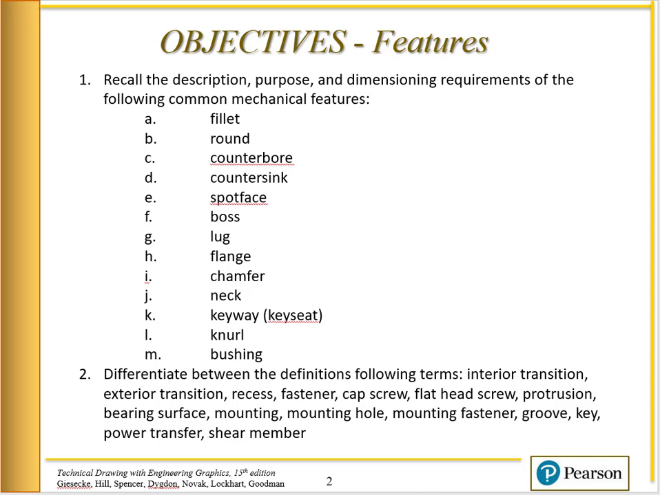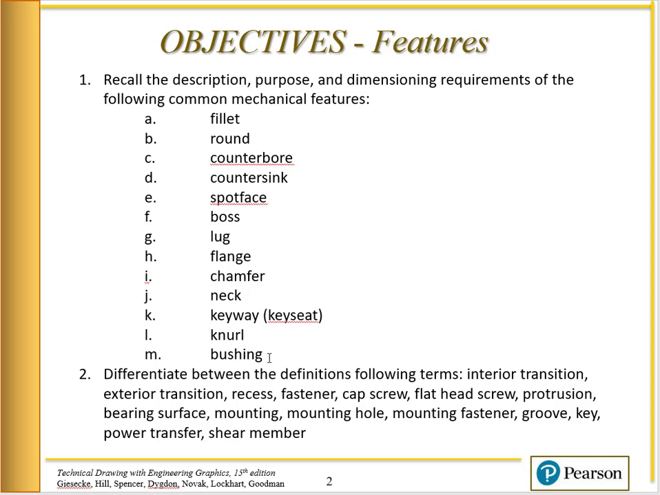So features, these are the objectives for features, and it is recall the description, purpose, and dimension requirements of the following common mechanical features. These are typical features that you would see on mechanical parts, namely a fillet, a round, a counterbore, a countersink, a spot face, a boss, a lug, a flange, chamfer, neck, keyway, and key seat. There's 2 different terms. We'll explain those later.